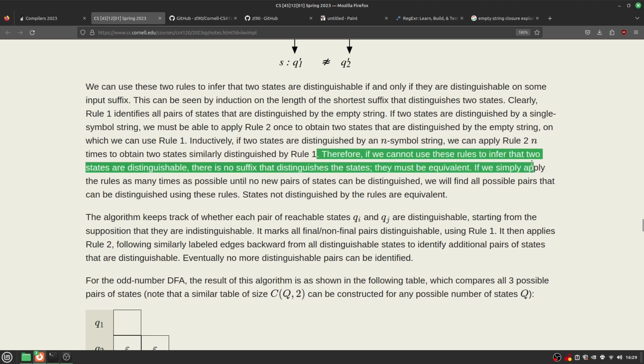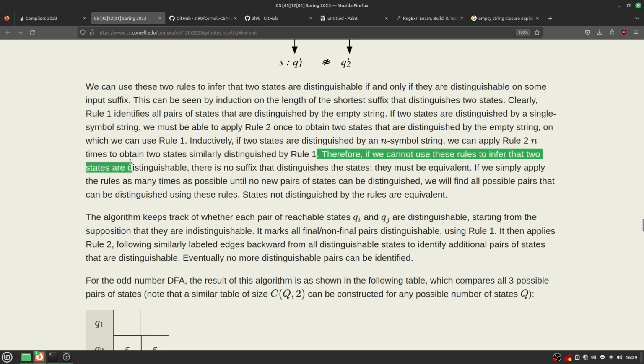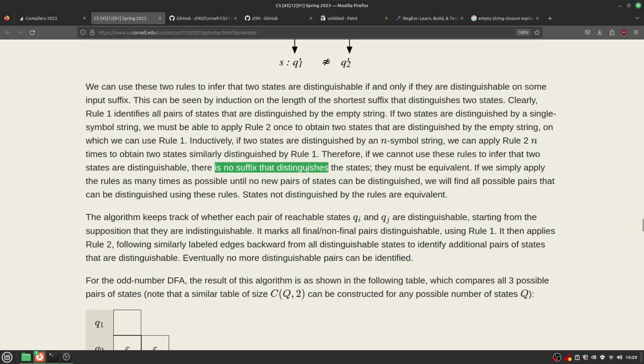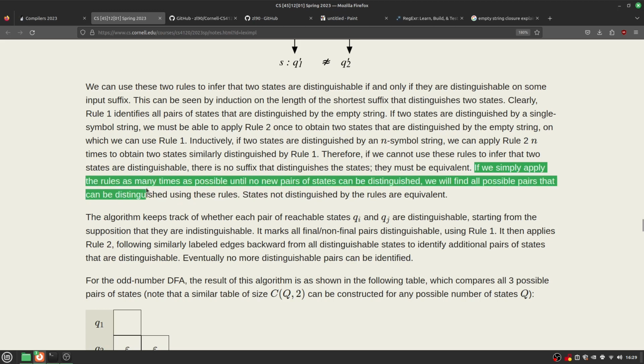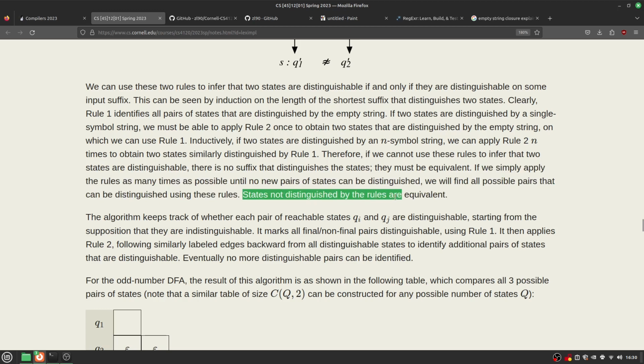Therefore, if we cannot use these rules to infer that two states are distinguishable, there is no suffix that distinguishes the states. They must be equivalent. If we simply apply the rules as many times as possible until no new pairs of states can be distinguished, we'll find all possible pairs that can be distinguished using these rules. States not distinguished by the rules are equivalent.